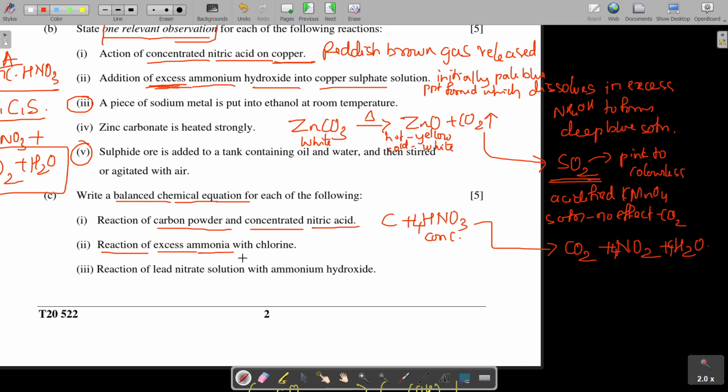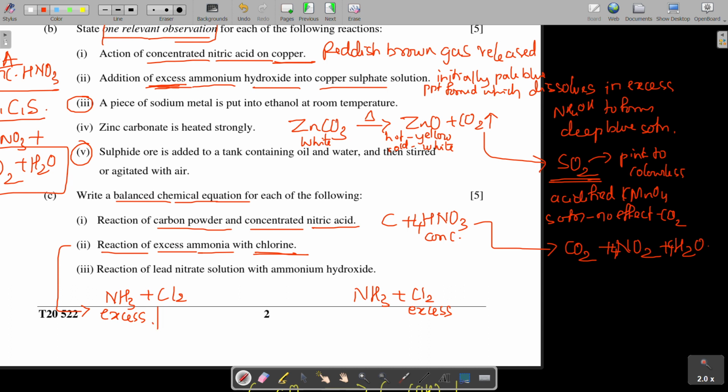Reaction of excess ammonia with chlorine. This is very interesting and definitely one question will be there on this. Here ammonia is acting as a reducing agent. There are 2 points here. In one case we use excess ammonia, in another case we use excess chlorine. So sometimes they will ask you to write the reaction of ammonia with excess chlorine. That's why I'm writing it here.